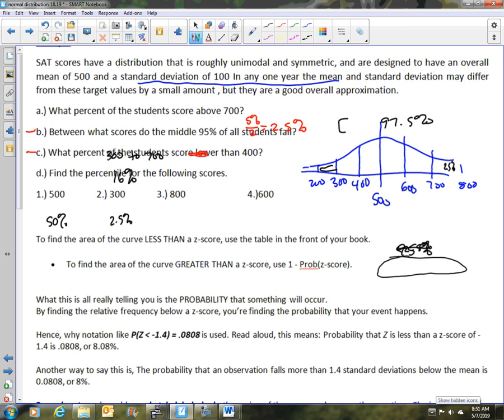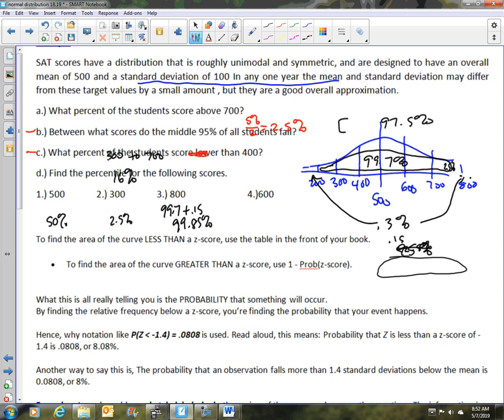So between here and here is 99.7% by the empirical rule. That means we have 0.3% to share between this region here and that region out there. And we want the score below. Well, half of 0.3 is 0.15. So we have 99.7 plus 0.15. That'd be 99.85% of the scores fall below 800.